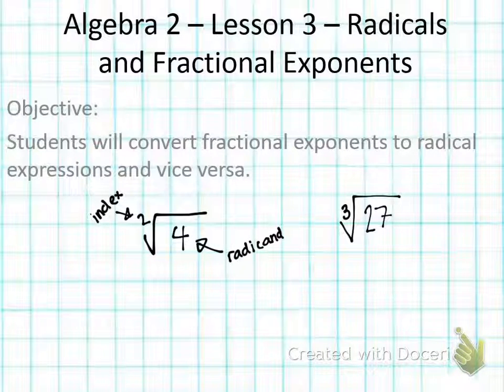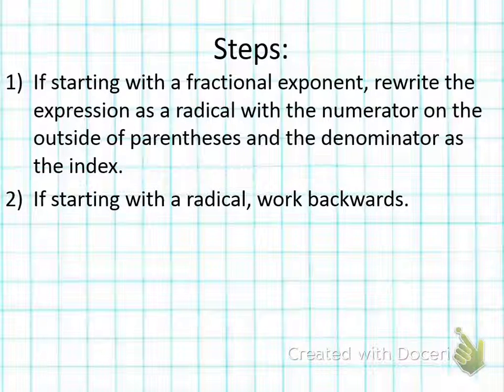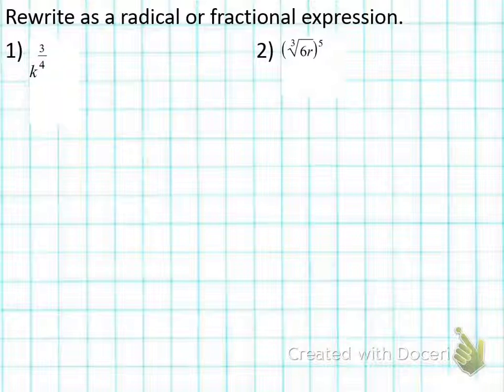So, continuing on. These are the steps of starting with a fractional exponent. Rewrite the expression as a radical with a number on the outside of the parentheses, and the denominator as the index. If starting with a radical, work backwards. These are the steps. If you're on the video, you should pause it now. I'm going to move on to examples 1 and 2. Okay, pencils down, just watch the screen.